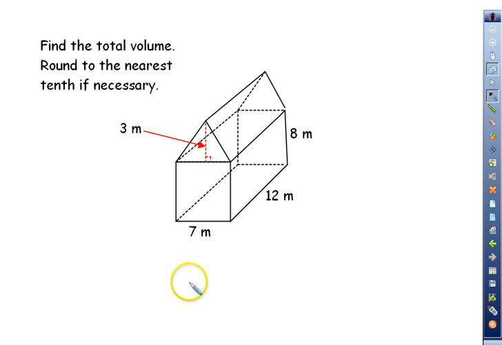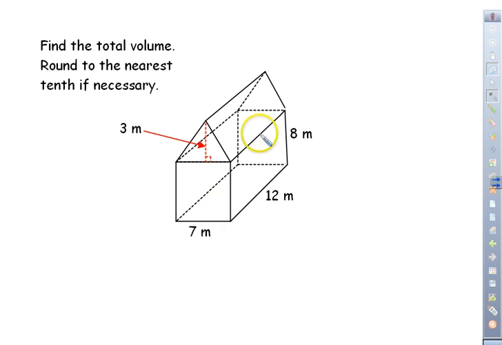Next one, I want you to go ahead, hit pause, and try to attempt this one. So go right ahead. All right, it says find the total volume once again. So we've got to find what shapes we are involved with.